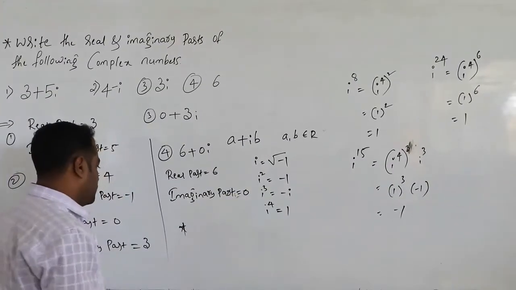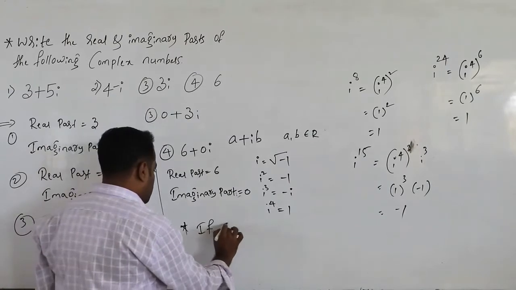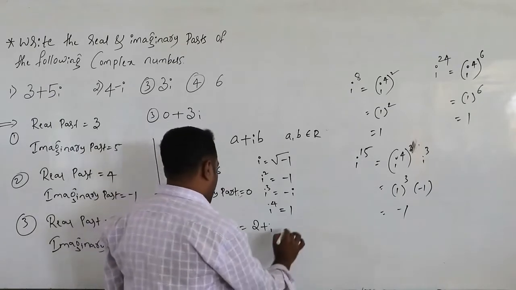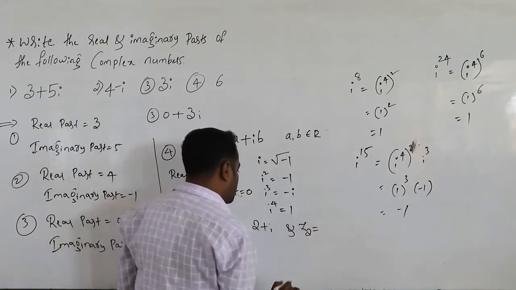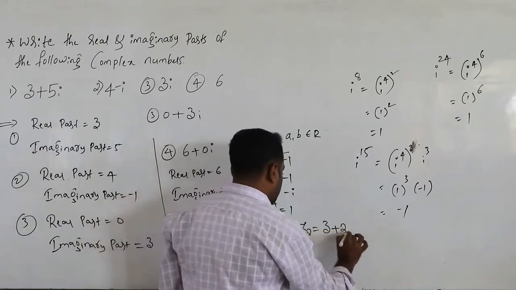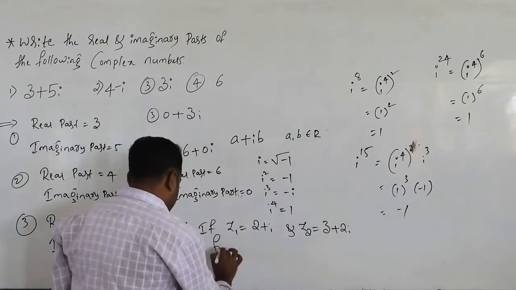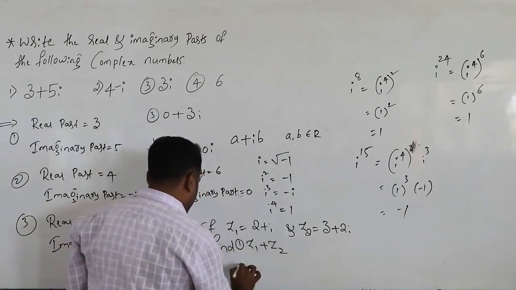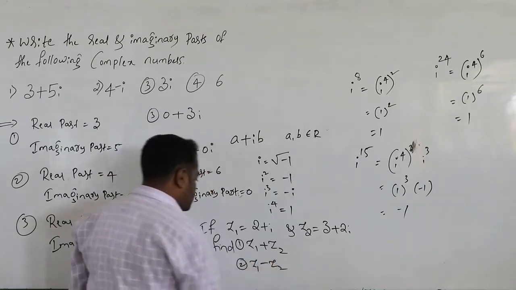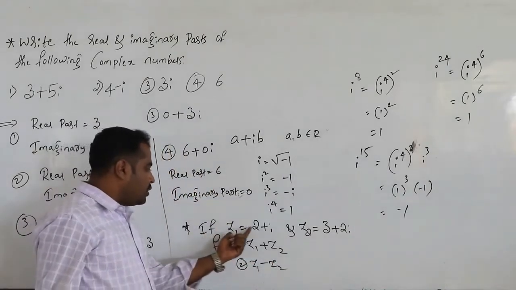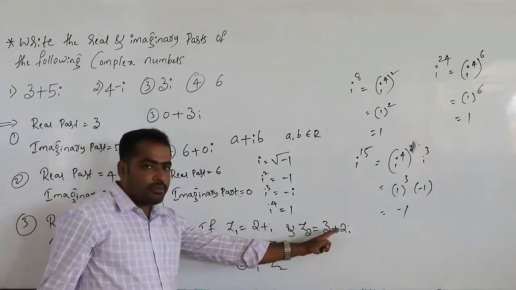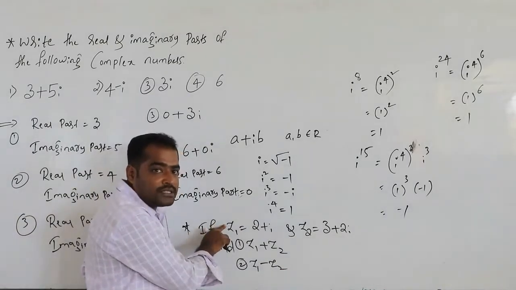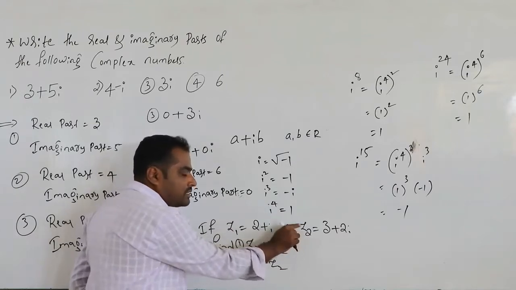So next, second example: if z1 equals 2 plus i and z2 equals 3 plus 2i, find z1 plus z2 and z1 minus z2. Here z1 equals 2 plus i and z2 equals 3 plus 2i. Two complex numbers are given. Small z indicates a complex number: first complex number, second complex number.